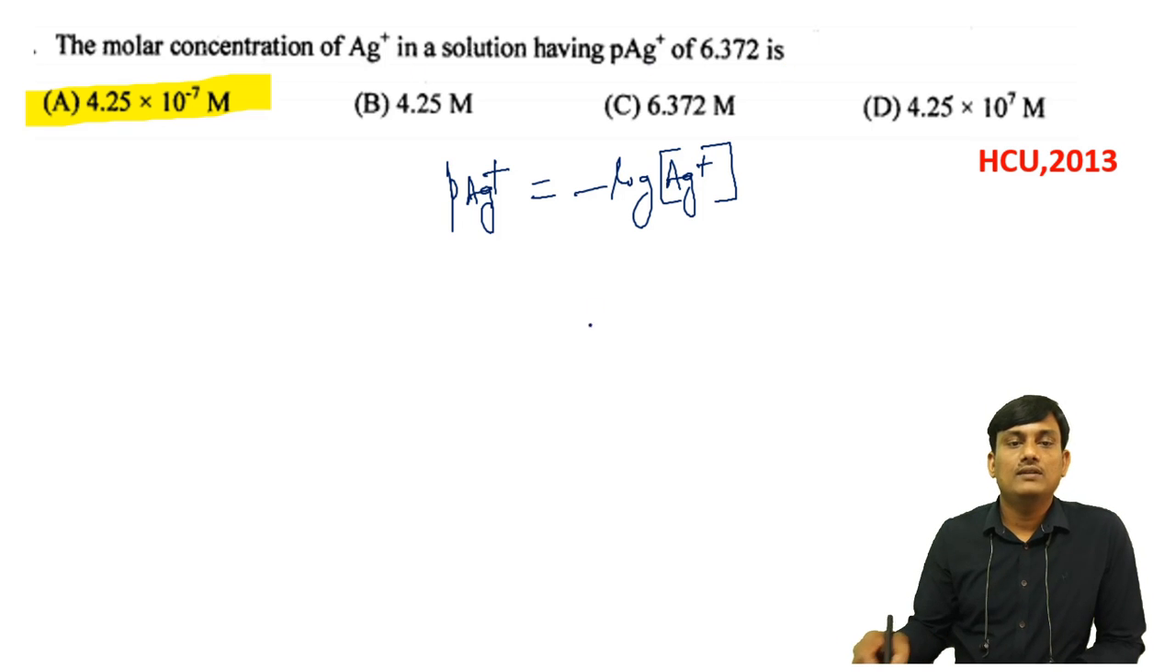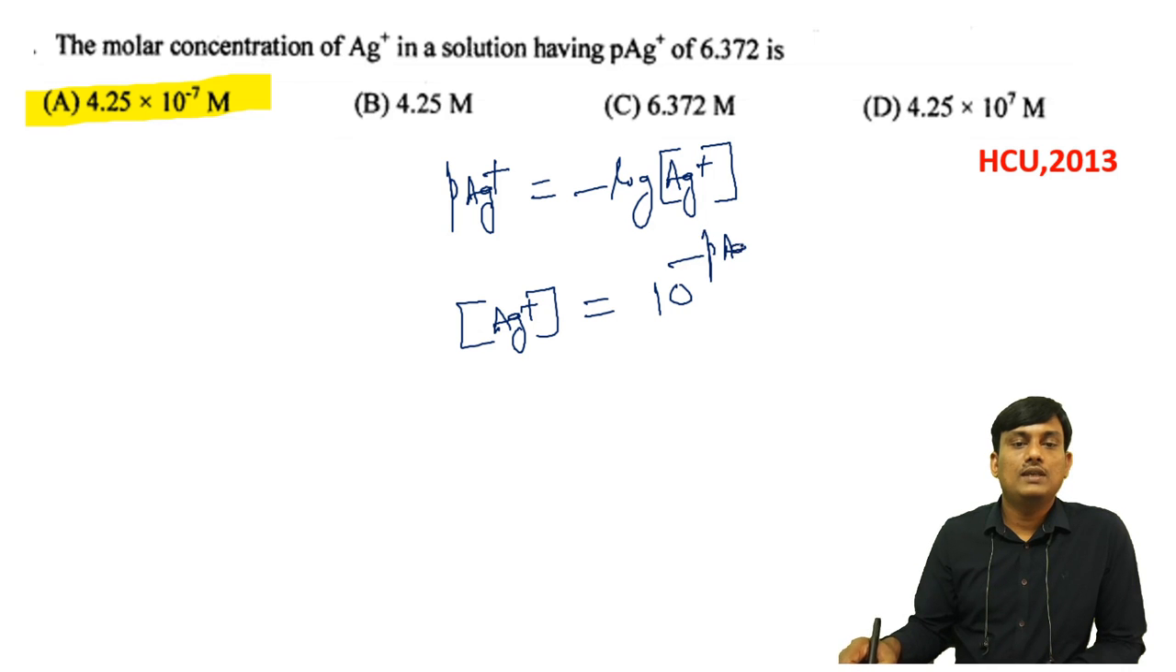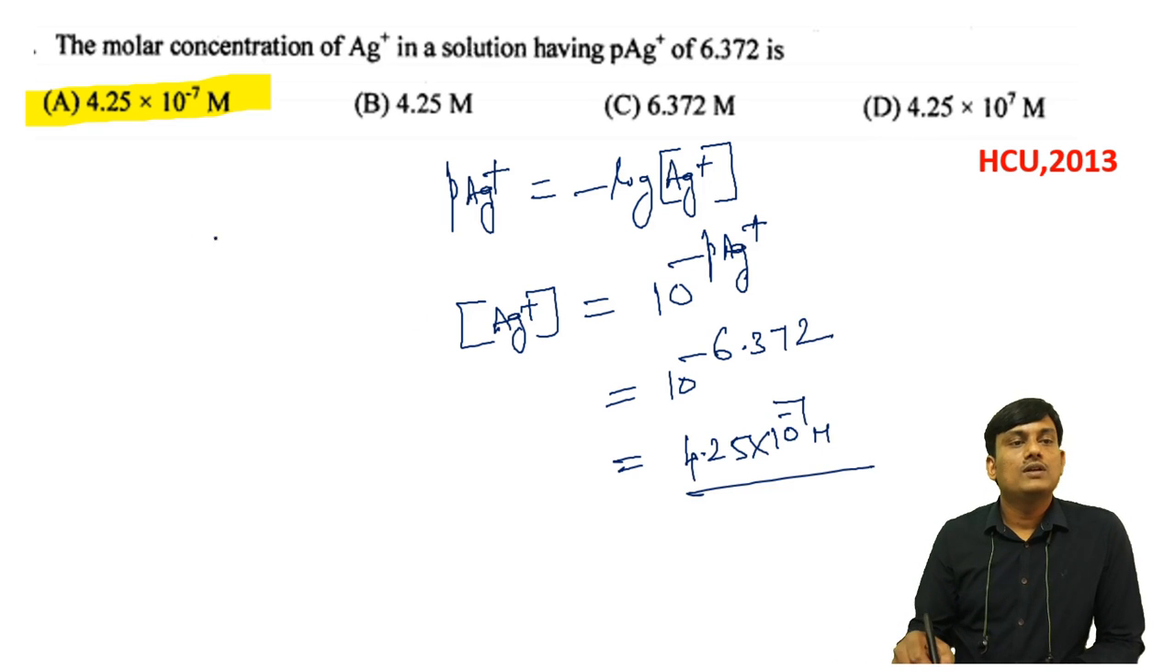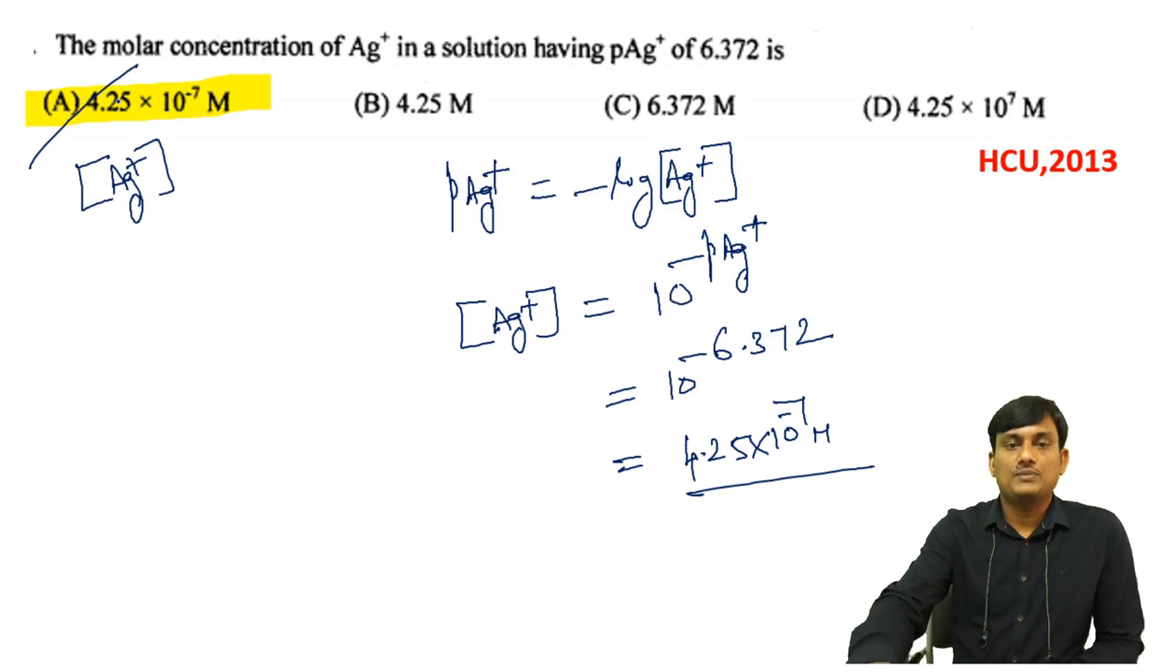pAg plus is given. So concentration of Ag plus is equal to 10 to the power of minus pAg plus. So 10 to the power of minus 6.372 is equal to 4.25 into 10 to the power of minus 7 molarity. This is the molar concentration of Ag plus. So A is the correct option.